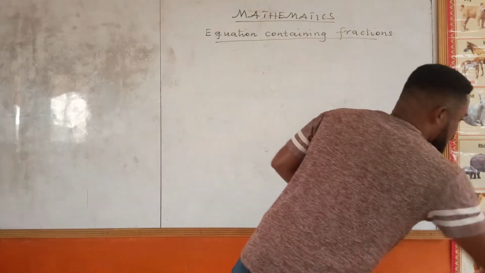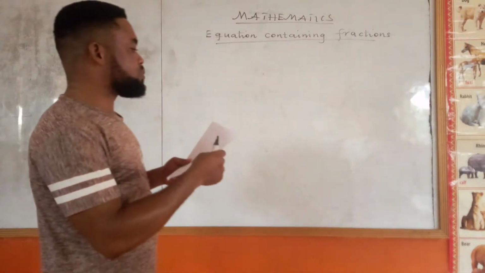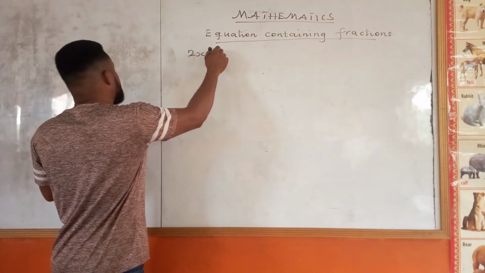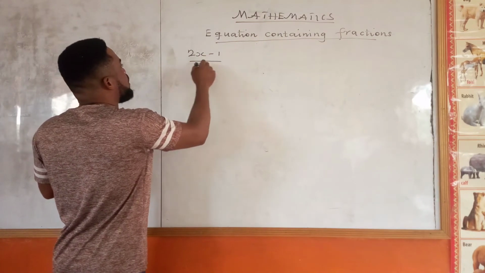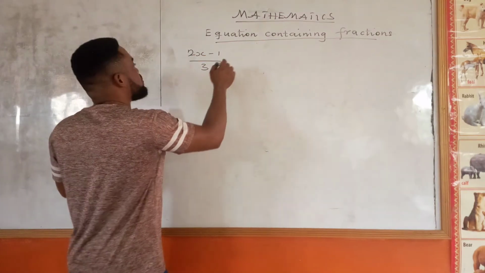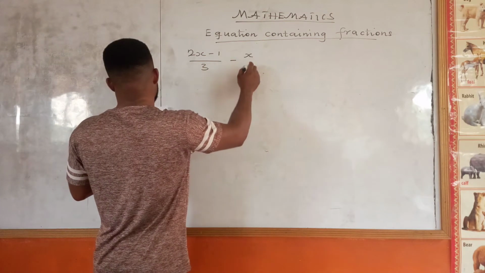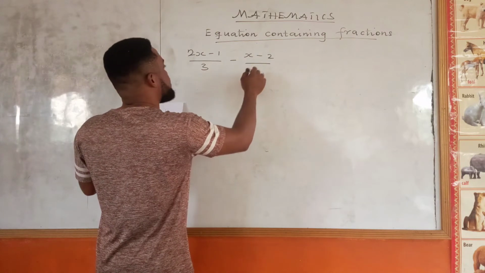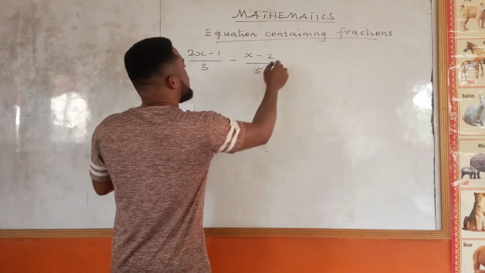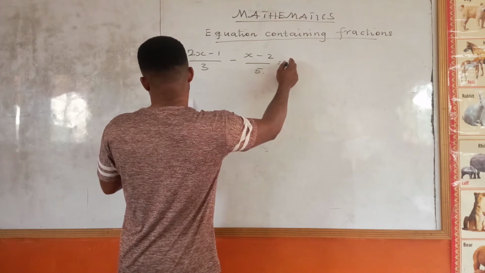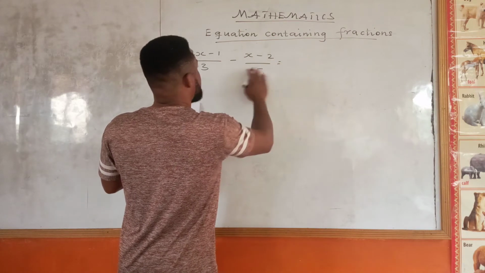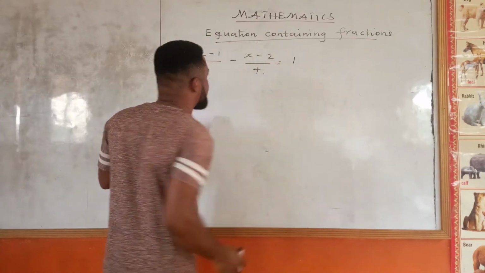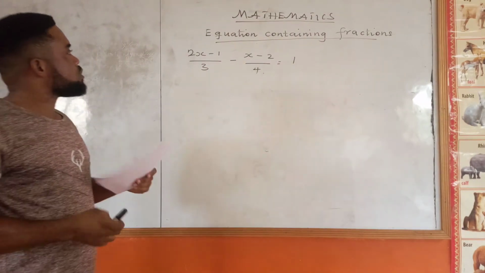Alright. Now let's look at our next example. I have (2x minus 1) all over 3, minus (x minus 2) all over 4, equal to 1. Good.